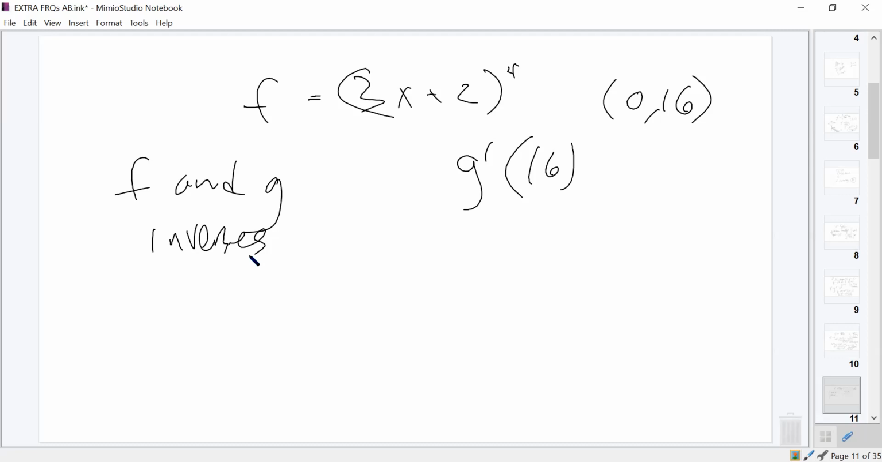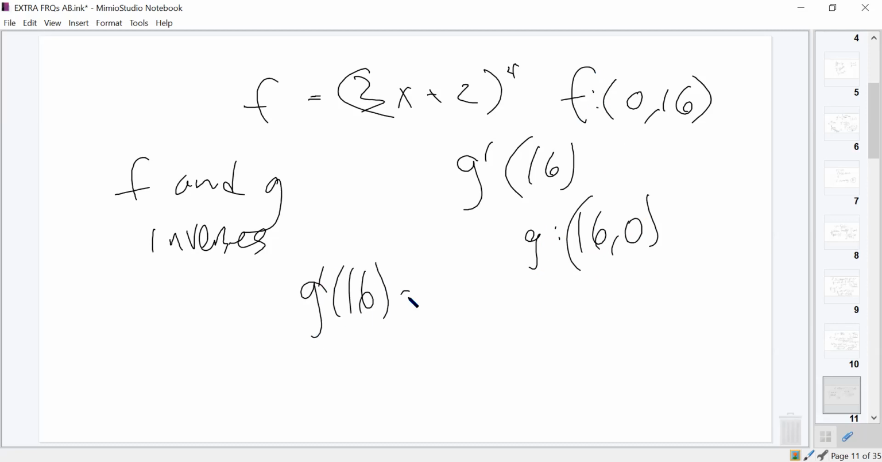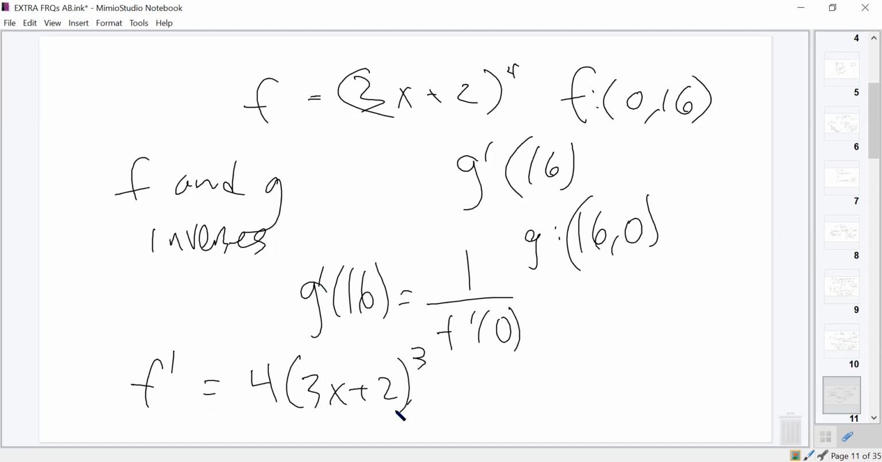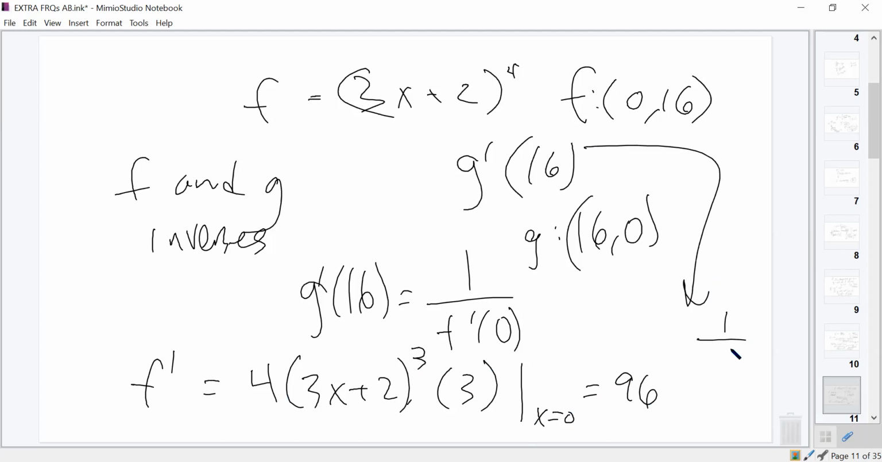So yeah, that's good. Okay, so g prime of 16, since f contains the point 0, 16, g must contain the point 16, 0. And so that means that g prime of 16 is 1 over f prime of 0. So you find the derivative of this. F prime is 4 times 3x plus 2 to the 3rd times the derivative of 3x plus 2. So if we evaluate that at 0, that ought to be 2 cubed, which is 8, times our 4 is 32, plus our 3 is 96. So g prime of 16 ought to be 1 over 96.